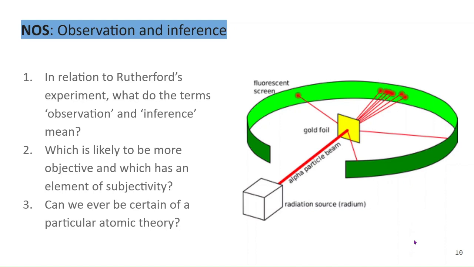So I want you to think about this in terms of the nature of science now. And I want to talk about observation and inference. So, in relation to Rutherford's experiment, what do the terms observation and inference mean? What's the difference between those in the context of this experiment, right? And then I'd like you to also answer which is likely to be more objective and which has an element of subjectivity. And then number 3, can we ever be certain of a particular atomic theory? So those are your 3 questions.